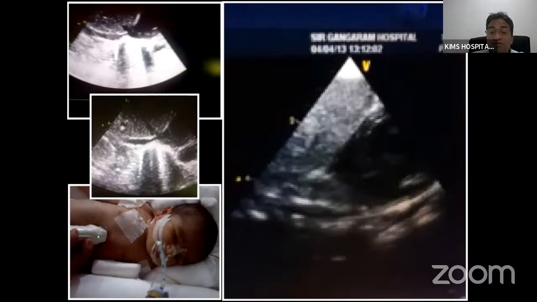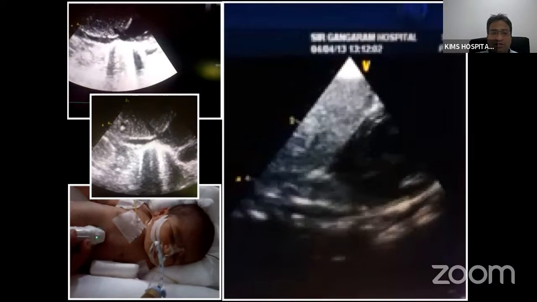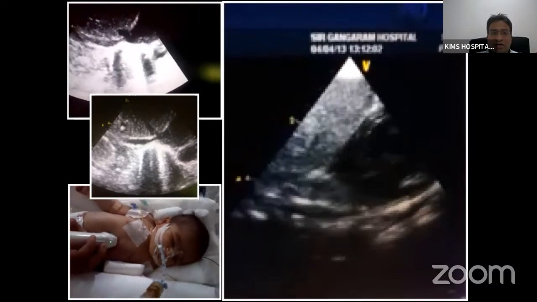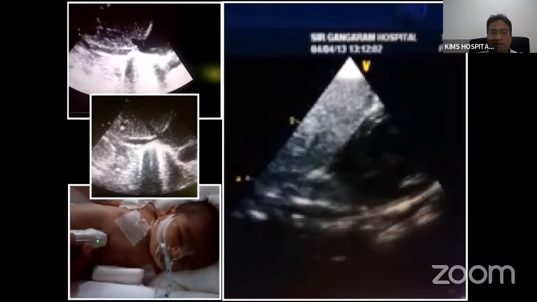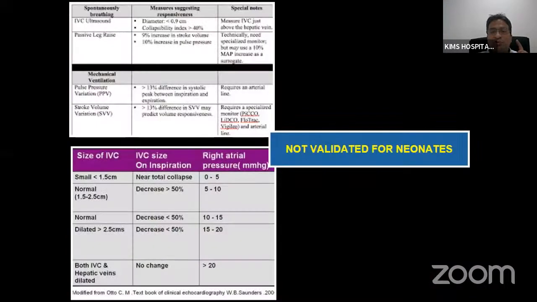Even with the variation, if it's not changing much, that means you can give more fluid easily, but if it's very dilated, there are objective criteria also. But as a pediatrician, if there is no phasic variation of more than 50%, that means you have to restrict the fluid. If there is more than 50% variation, you can readily give the fluid. So you can see here, that is dilated, but it is still collapsing. Okay, the IVC, that means you can still give more fluid.